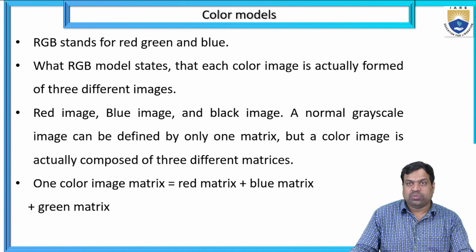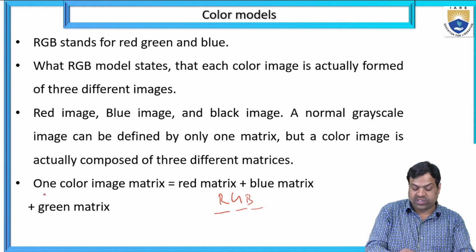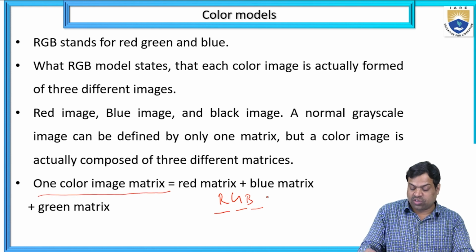But what is the RGB model? It states that each color image is actually formed of three different images: a red image, a green image and a blue image. A normal grayscale image can be defined by only one matrix, but a color image is actually composed of three different matrices. One color image matrix equals the red matrix plus the green matrix plus the blue matrix, RGB.